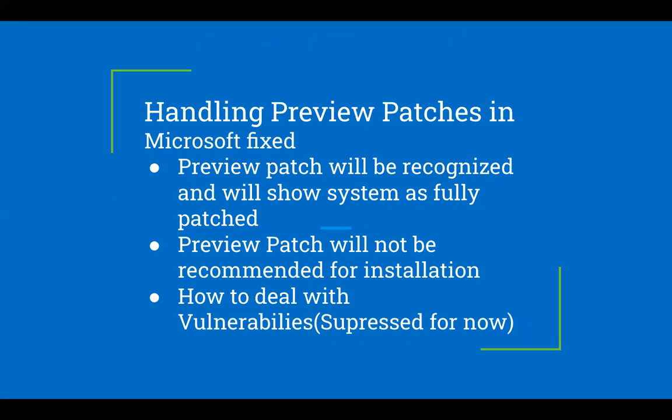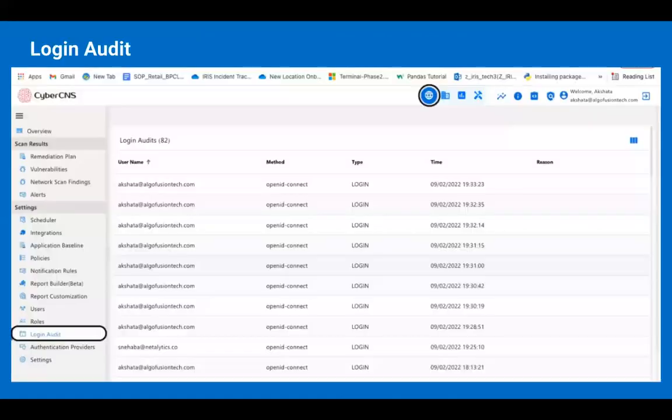The only thing that we are a little bit stuck with is how do you deal with vulnerabilities that come as part of a preview patch? Right now what we do is we just suppress it and make sure that it is not shown. But since the vulnerability already exists, it might not be the right thing to do, but we have taken this route. If any of you think that it should be any different, please let us know. We will modify that. This was what I was talking about.